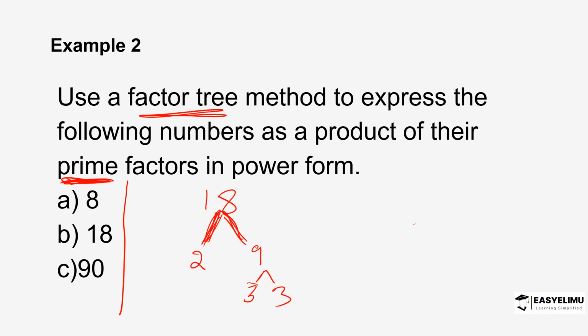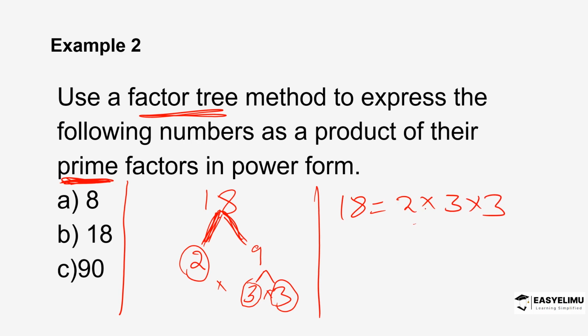So then we will identify all the prime factors, 2, 3, and 3, and then we simply multiply them. That means 18 here can be written as a product of its prime factors as 2 times 3 times 3. See, 2 is here, 3 is here, and 3 is here. Then there is this other bit of it in power form.